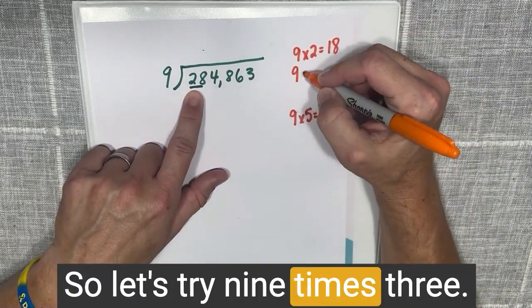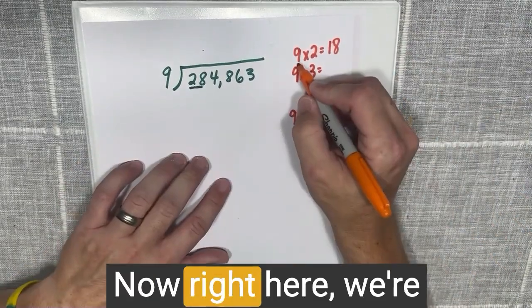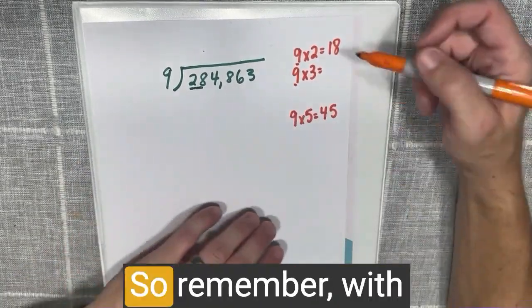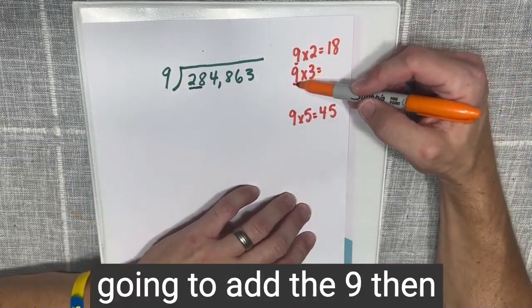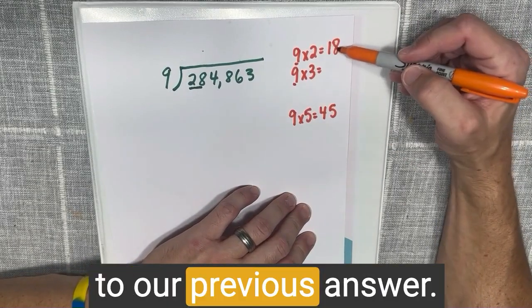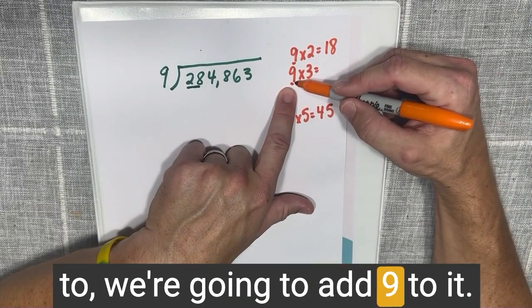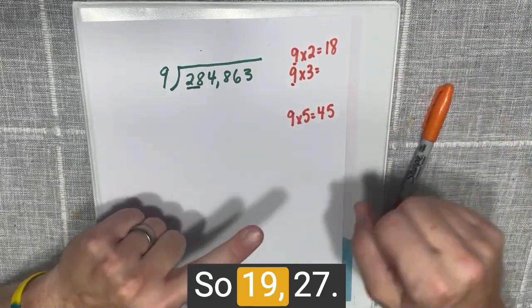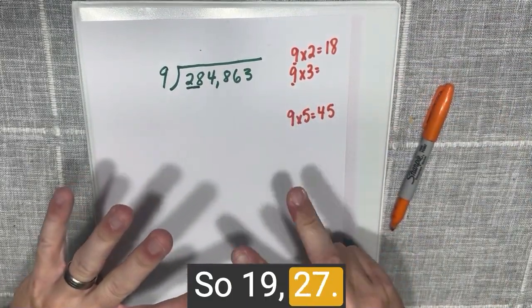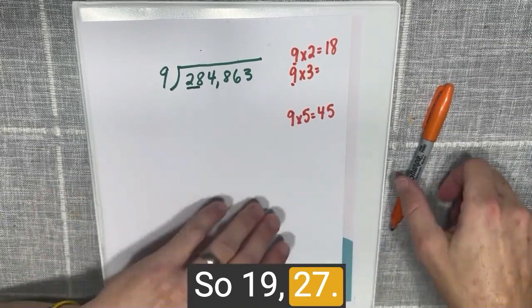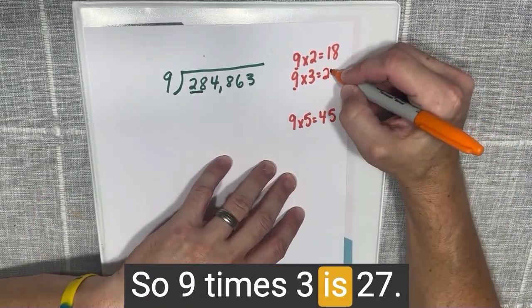So let's try 9 times 3. Okay, now right here, we're doing our 9s. So remember, with multiplication, all we're going to do is add the 9 to our previous answer. So our previous answer was 18. So 9 times 3 is we're going to add 9 to it. So 19, 20, 21, 22, 23, 24, 25, 26, 27. So 9 times 3 is 27.